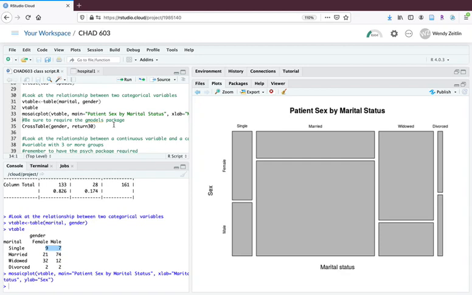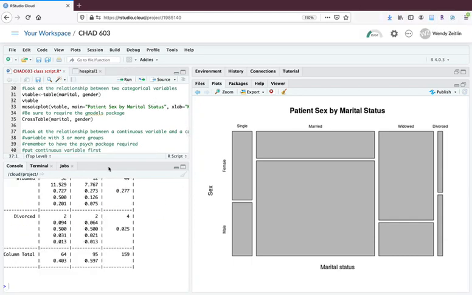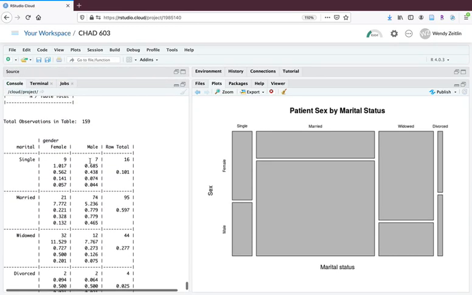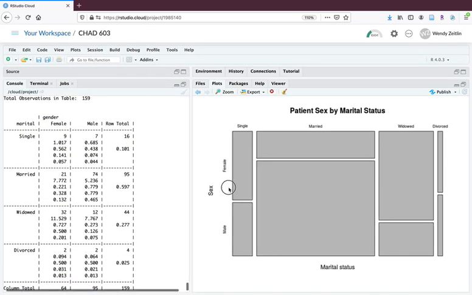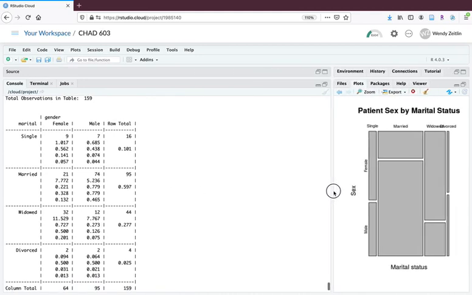So let's take a look at our cross-table function, and what we're going to do is put in our rows the marital status, because it'll be easier to read. So we'll put marital here, and we'll put gender here, and we'll run that. And now you'll see why it's easier to read this way. If you have it going across, well, sometimes it doesn't matter. It really doesn't matter. I find it easier.